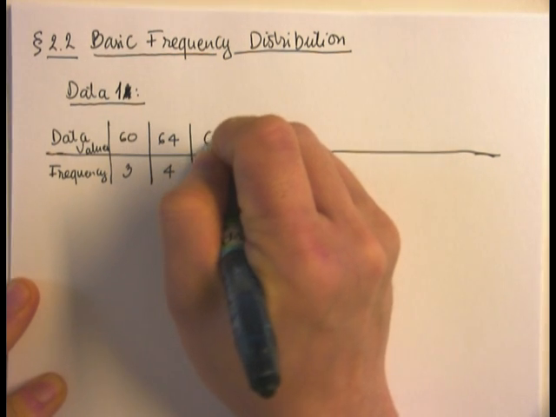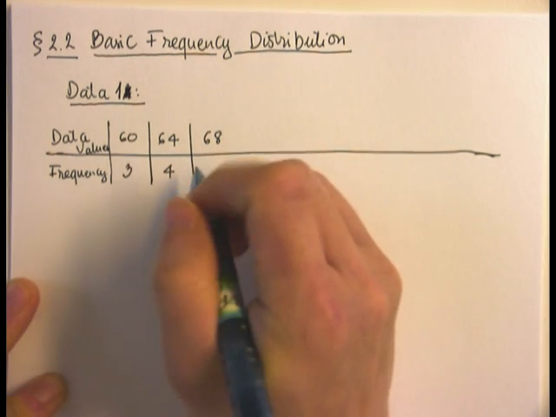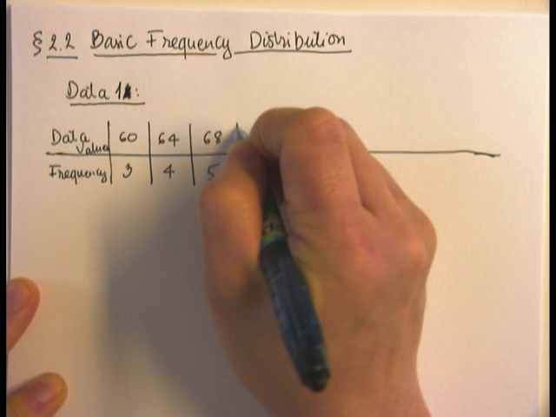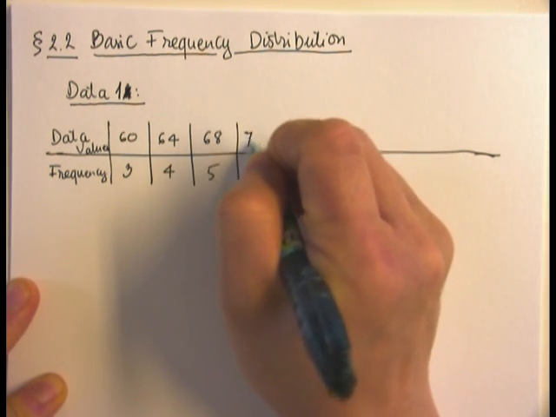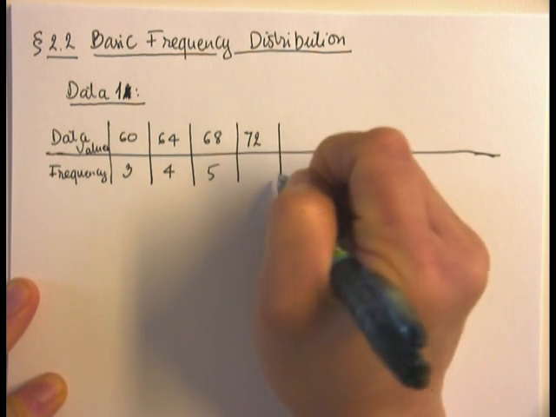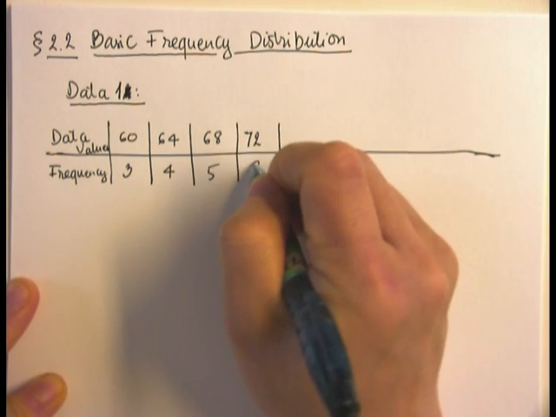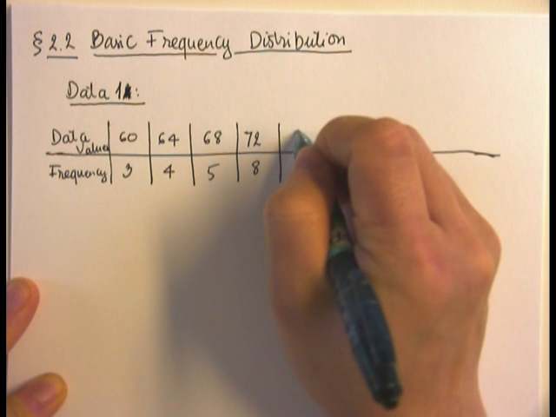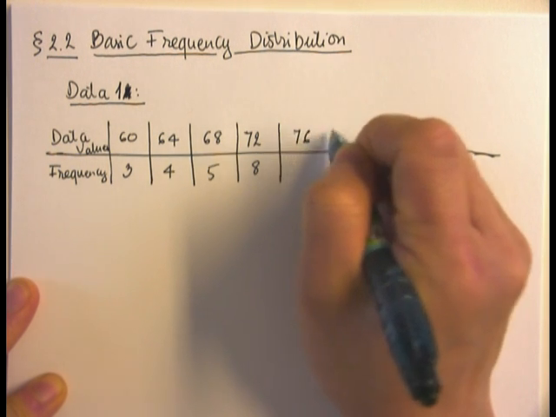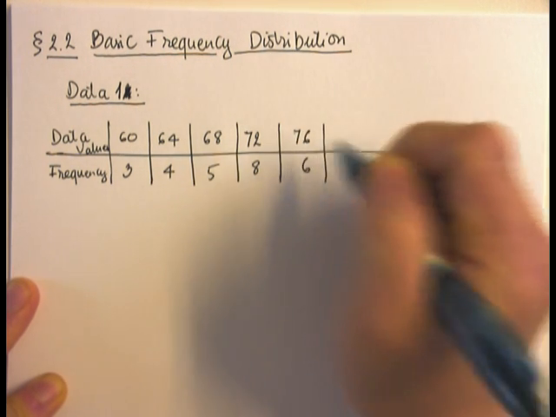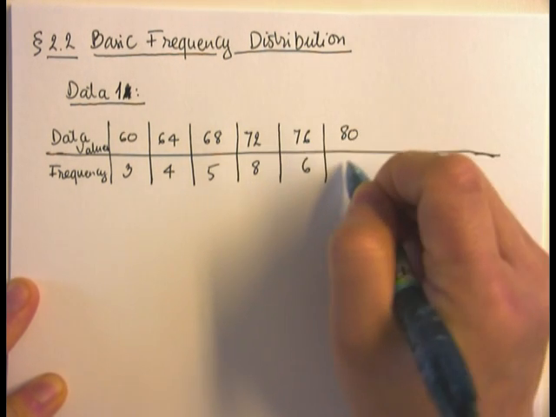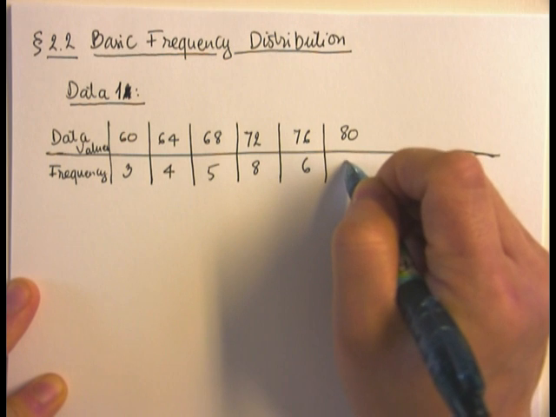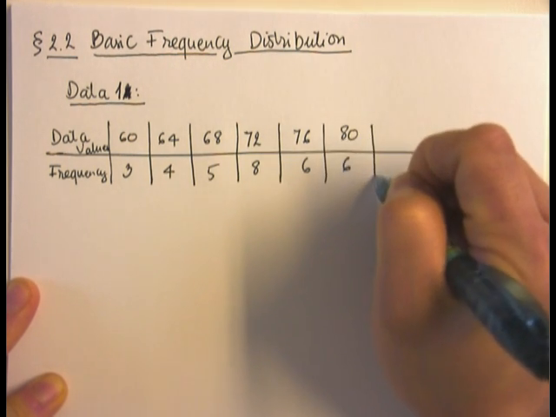The next data value over is a 68. And here I have 5. And then I have 72, and I have 8. Then I have 76, and I have 6. I have an 80, and there are 6 of those. I mean, miscount, there are 6 of those again.